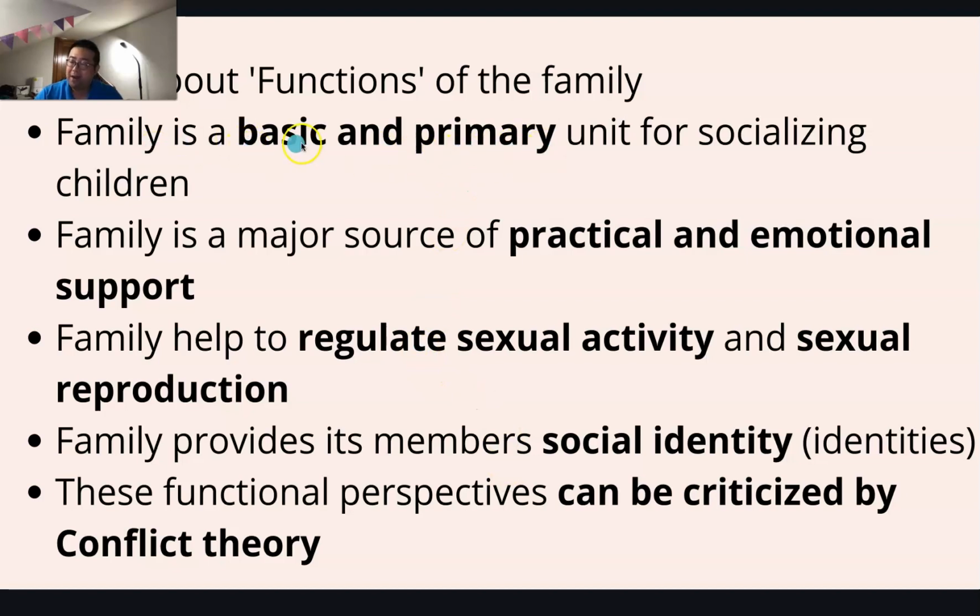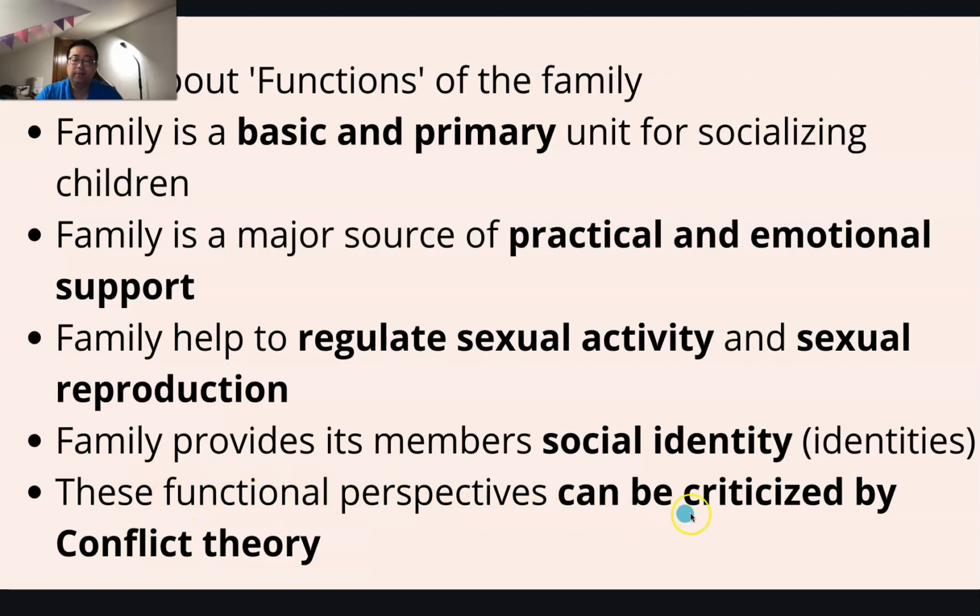Family is the primary and basic unit of society because, in the conservative and classical formats of the theory, they believe that society is the sum of the families. The families will be the sum of the individuals, so that might be the very basic unit of society in their belief. And it regulates sexual activity and social identity based on socialization.